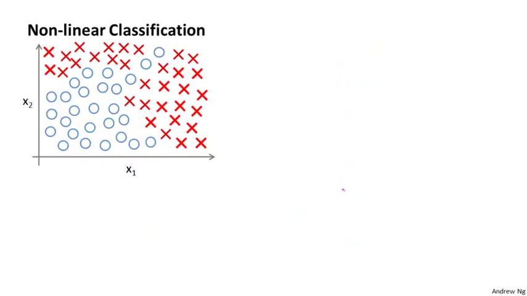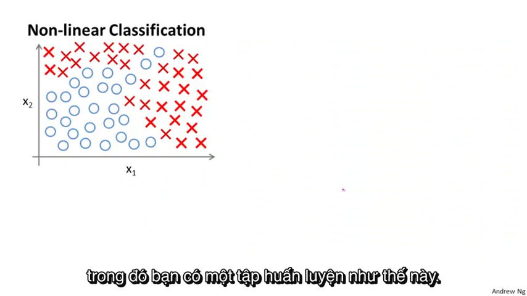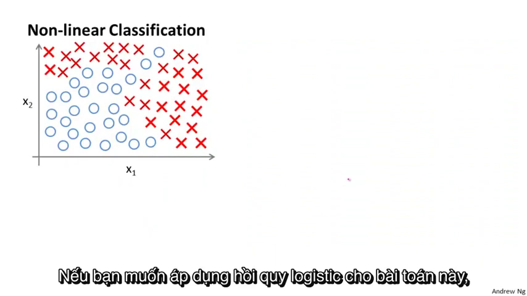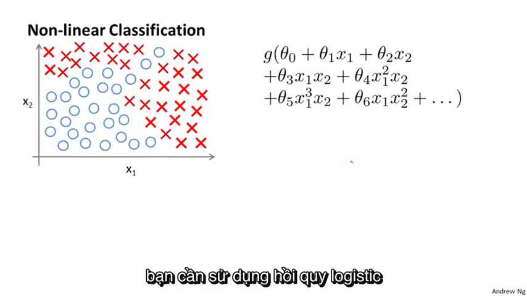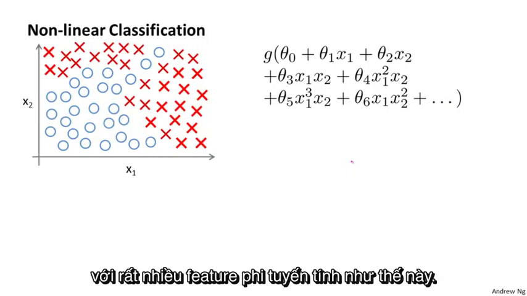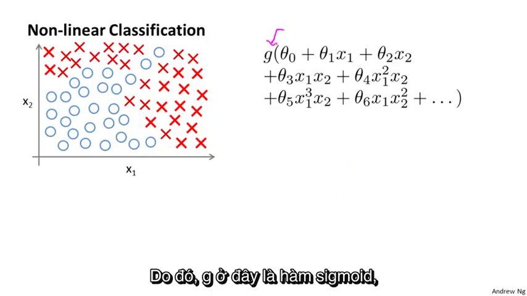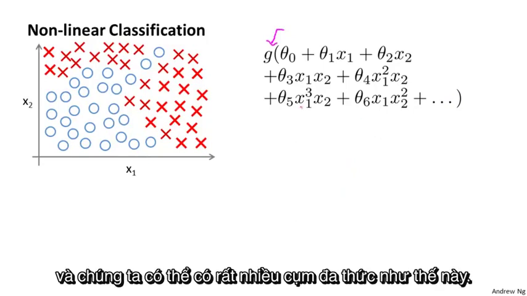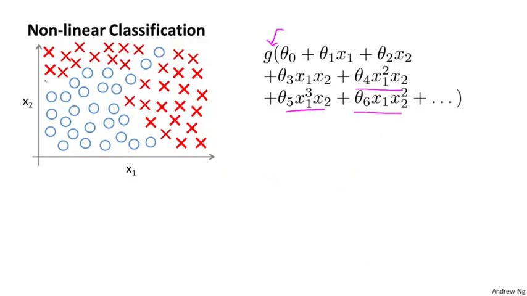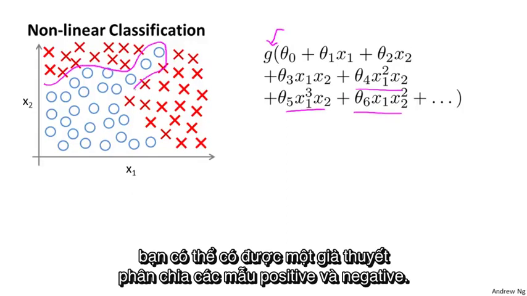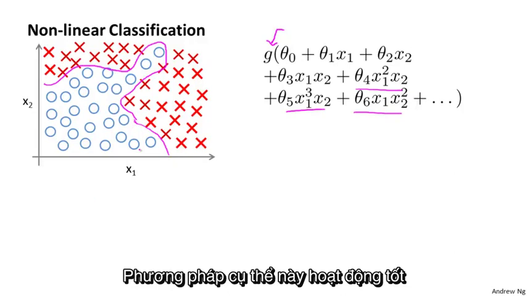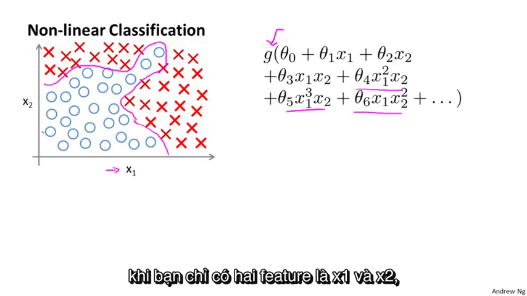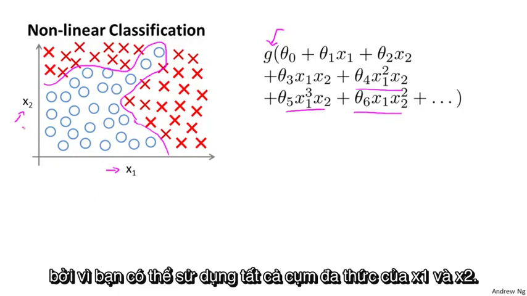Consider a supervised learning classification problem where you have a training set like this. If you want to apply logistic regression to this problem, one thing you could do is apply logistic regression with a lot of nonlinear features like that. So here, g as usual is a sigmoid function, and we can include lots of polynomial terms like these. And if you include enough polynomial terms, then maybe you can get a hypothesis that separates the positive and negative examples. This particular method works well when you have only, say, two features, x1 and x2, because you can then include all those polynomial terms of x1 and x2.